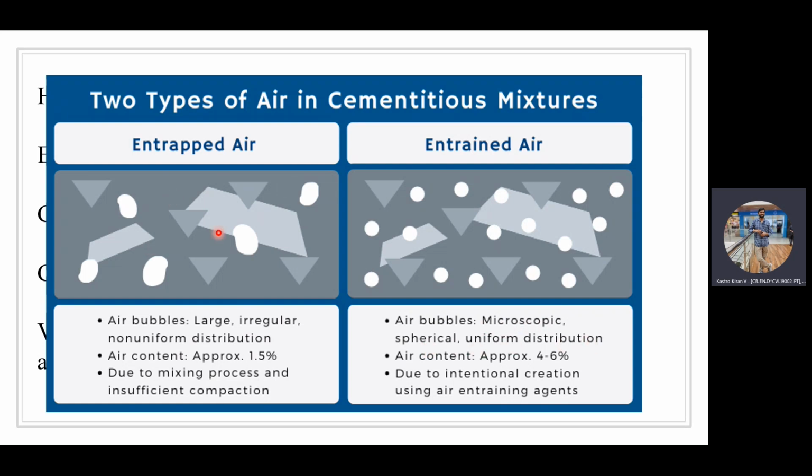In the entrapped air, the voids will have no definite shape. Whereas in the entrained air, the air voids will have a definite shape. And this entrained air will be up to 4 to 6%, whereas entrapped air will be up to 1.5%.